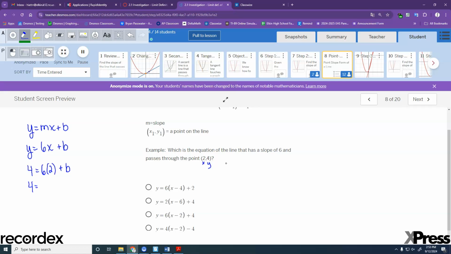So 4 equals 12 plus b. You would subtract the 12. You would have negative 8 equals b. That's your y-intercept right there. So your equation would be y equals 6x minus 8. You'll notice that's not any of your answer choices here because this is wanting you to do point slope form. I just showed you this to show you the process.